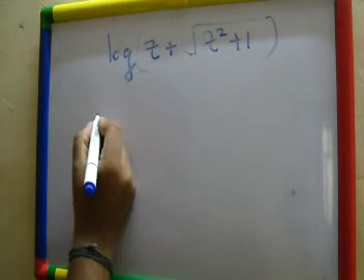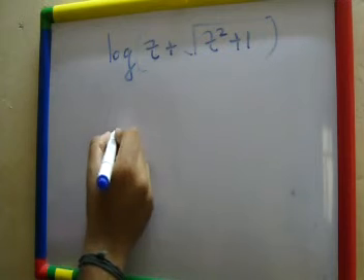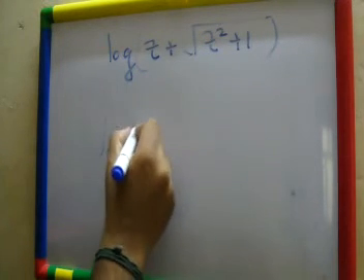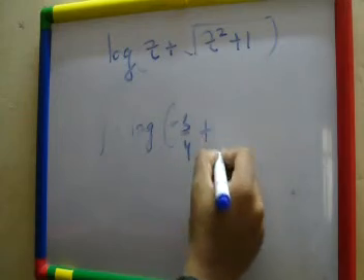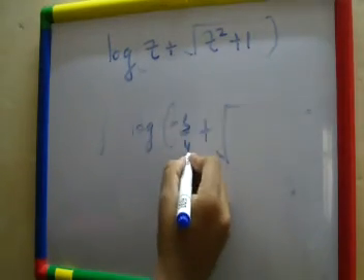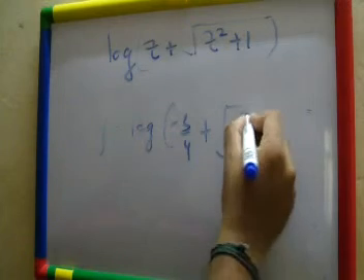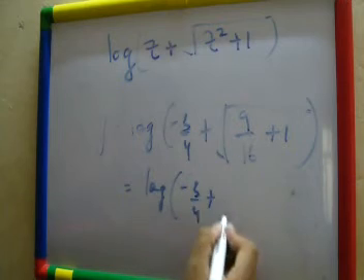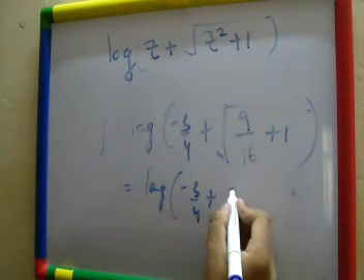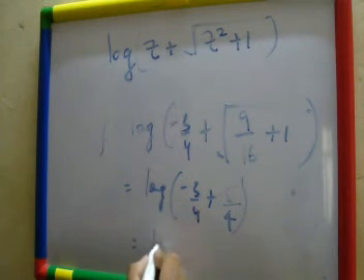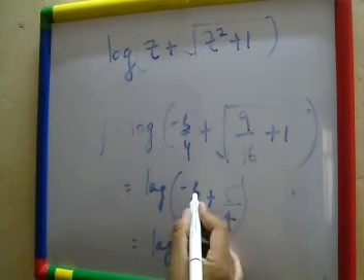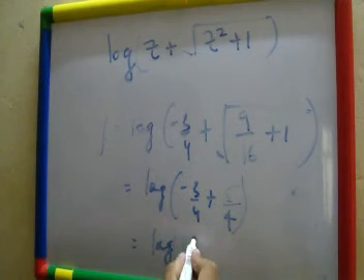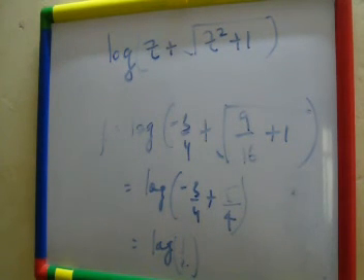So this is your y is log of minus 3 by 4 plus root of minus 3 by 4 the whole square, which is 9 by 16, plus 1, which is equal to minus 3 by 4 plus root of 25 by 16, which is 5 by 4. Log of 5 minus 3 is 2 by 4, which is equal to half. So y is equal to log half.